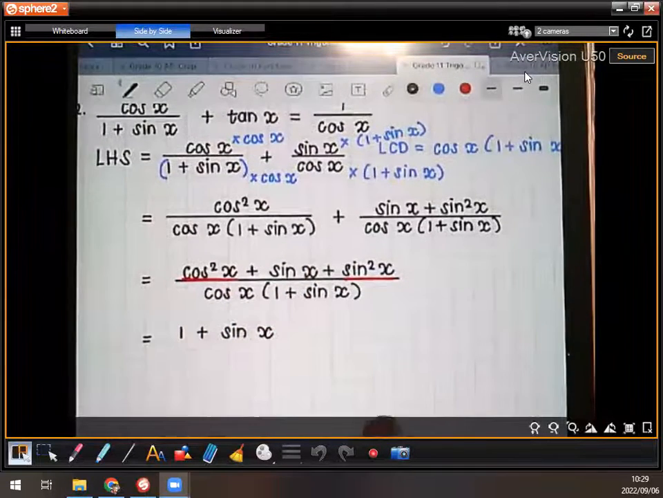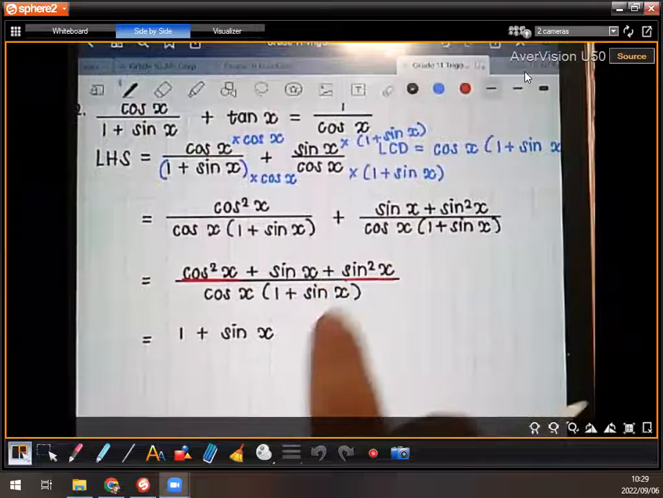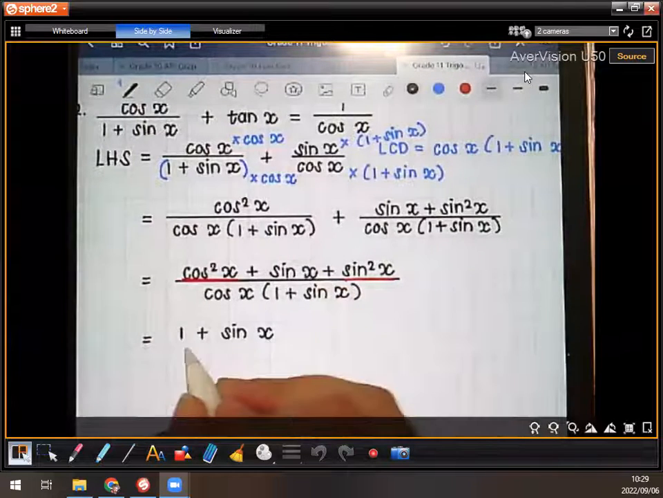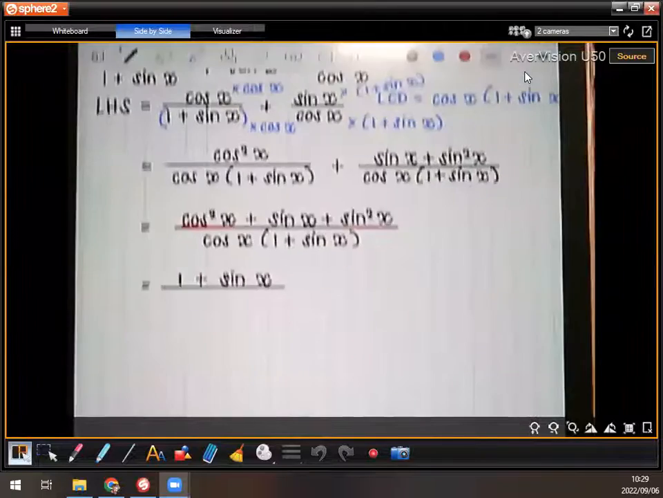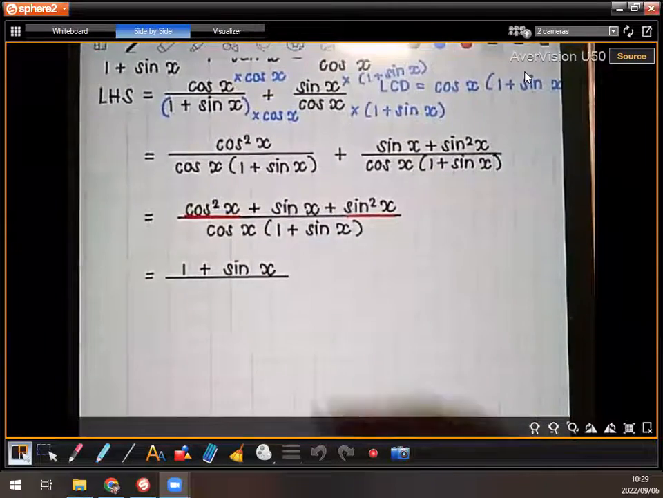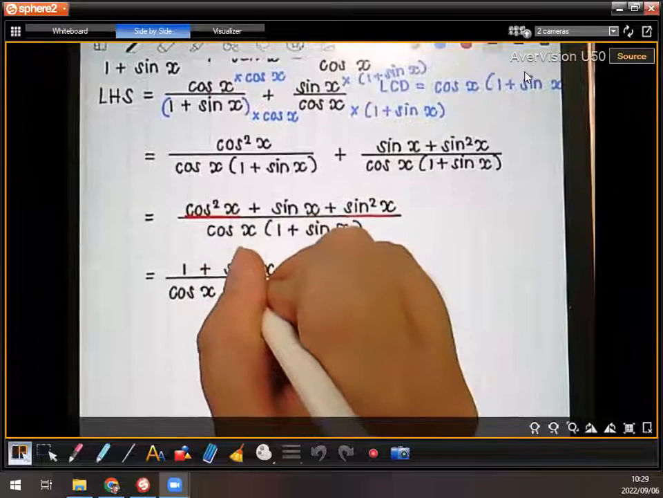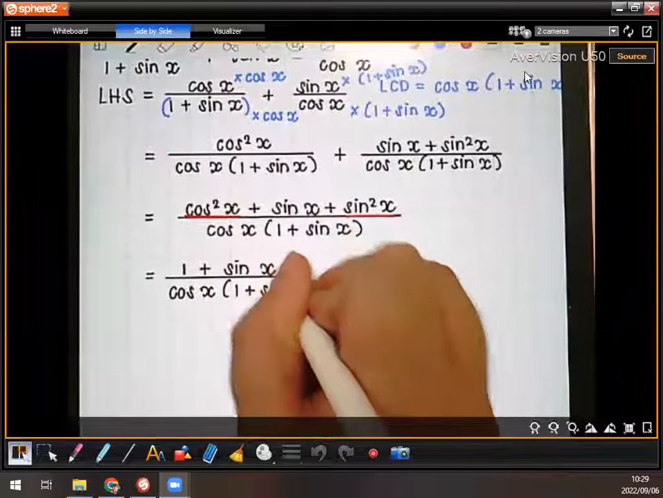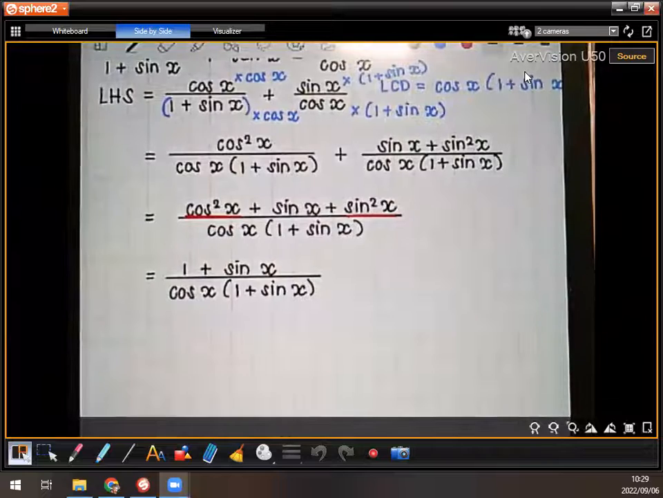Right, before I multiply the bracket off at the bottom here, don't I have 1 plus sin x as a bracket already? So do you think I have to multiply that cos x in? No, if I leave it as a bracket, I'm going to be able to cancel it out, right? So we're going to leave that as cos x times 1 plus sin x. Close bracket.